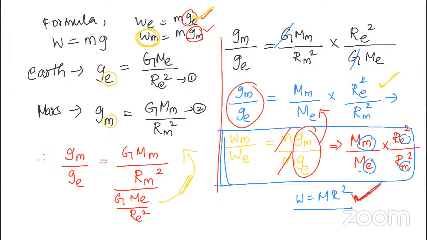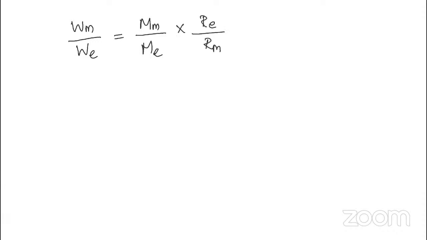Suppose I have forgotten the formula, we can go from the first step and derive it. If we know it, we can directly substitute. When writing formulas, write them interrelated and opposite: here M is M and here R is R. The formula to calculate WM is WM divided by WE equal to M M divided by M E into R E divided by R M. We put in so many steps only to derive this formula. If you can remember it, directly substitute.